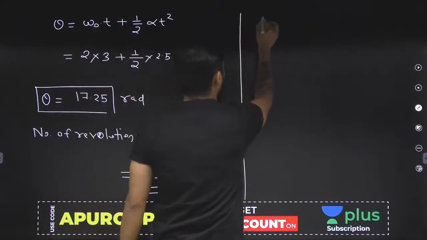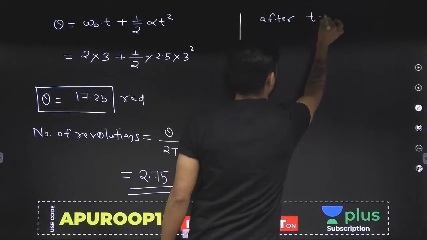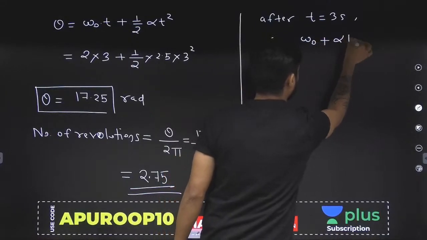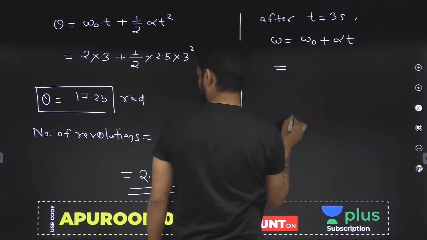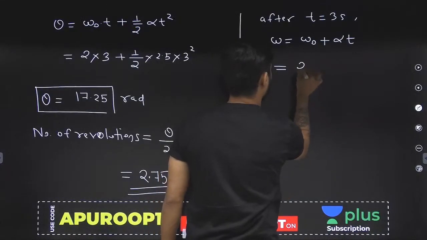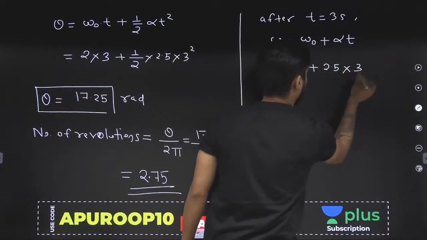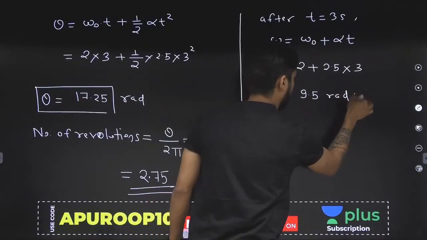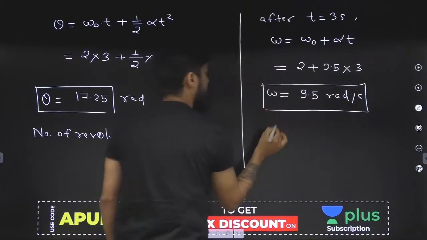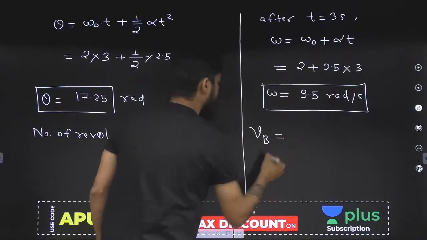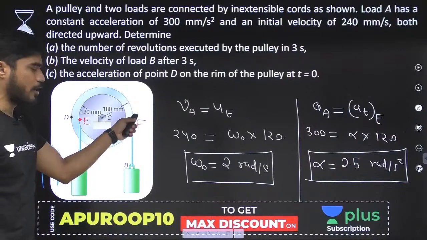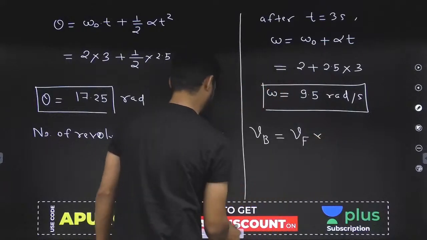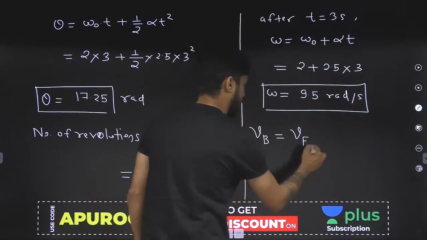So after t equal to 3 seconds, omega will be equal to omega naught plus alpha t. Omega naught is 2, plus 2.5 into 3. So 7.5 plus 2, 9.5 radian per second. Now the velocity of B will be equal to the velocity of F, which will be equal to omega into r of F.